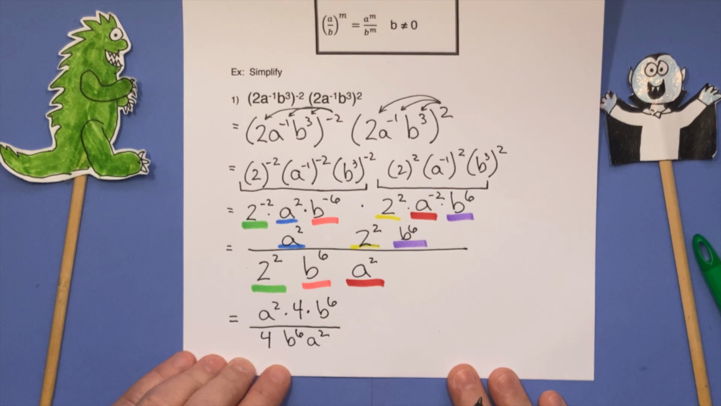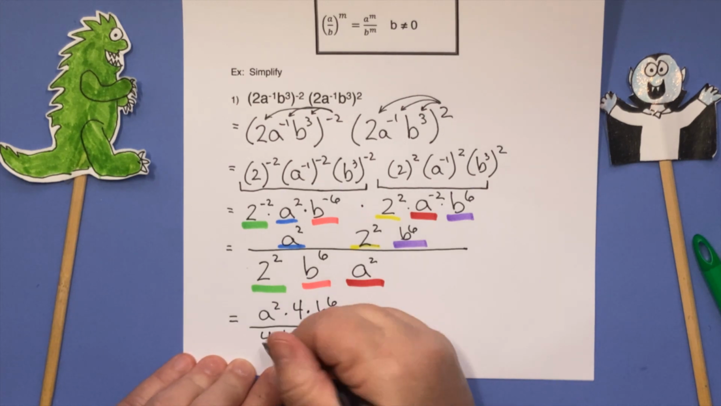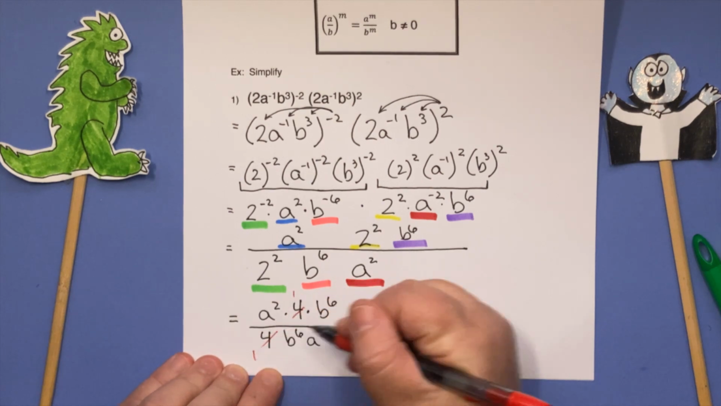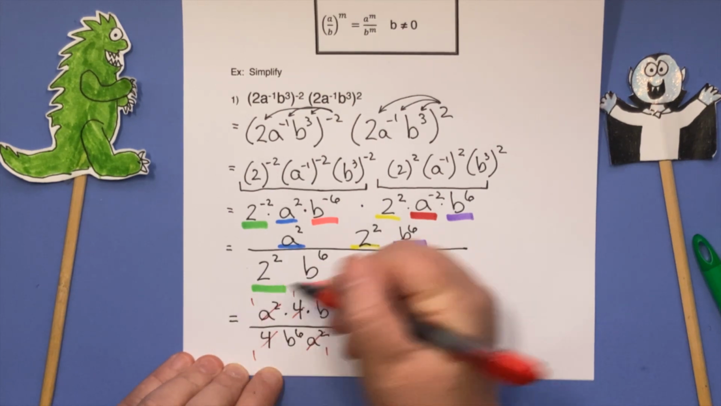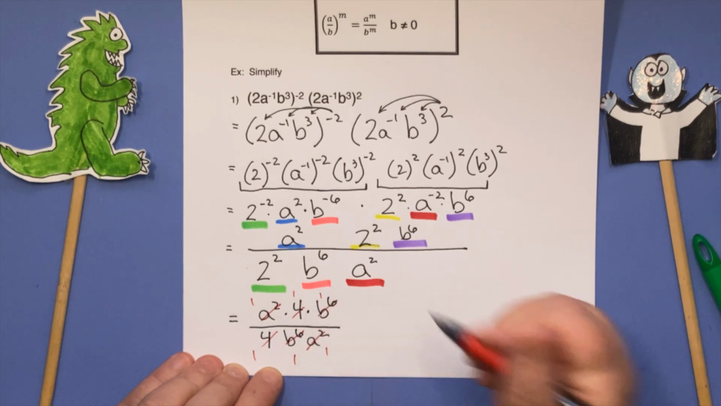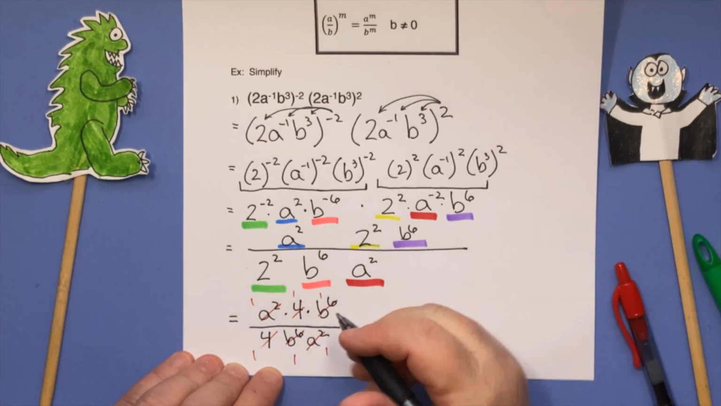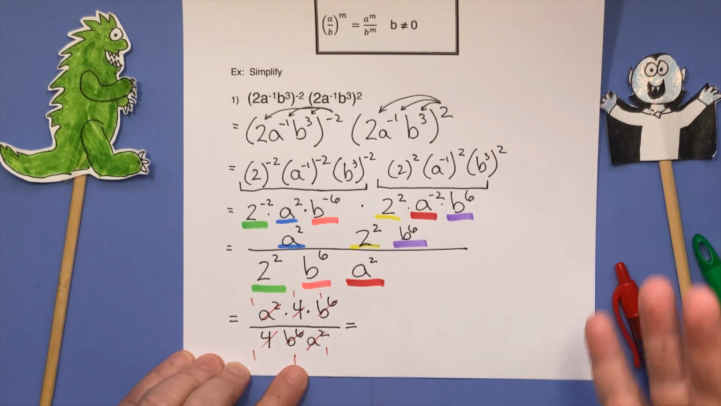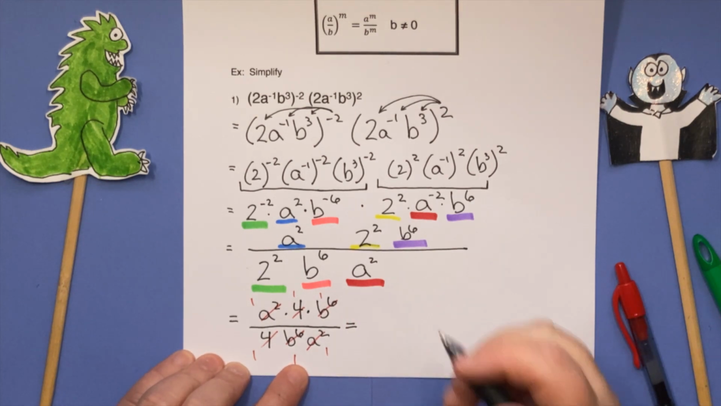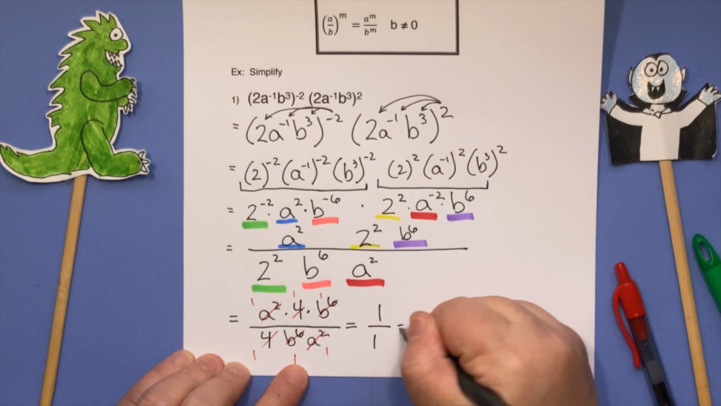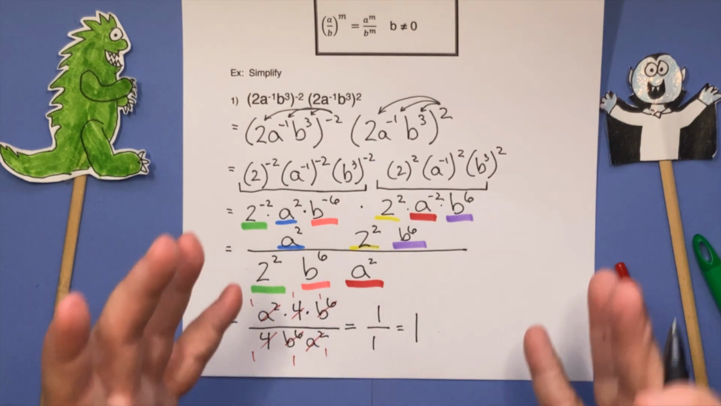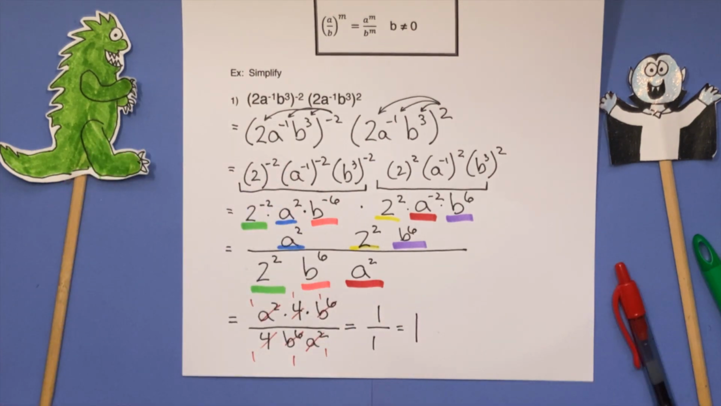And then I realize something. I look at this and I go, wait a minute. The 4's cancel. The A squareds cancel. The B to the 6th cancel. Everything just canceled. This is like the perfect, the ultimate goal for fractions. Everything canceled. We end up with 1. What the heck happened? How did everything cancel? How did we not notice it?